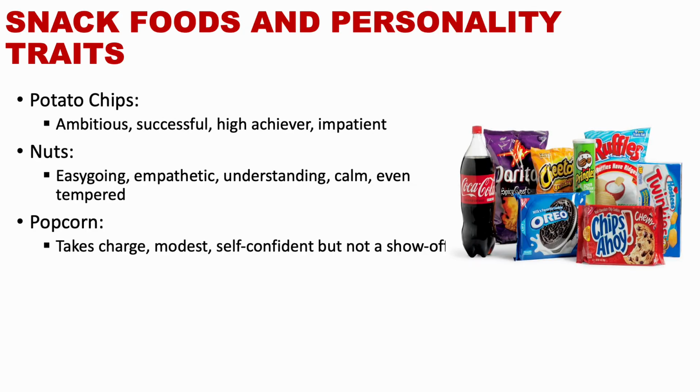So here's a fun example of that. Researchers have found that consumers who like potato chips most tend to be ambitious, successful, high achievers, and impatient. However, consumers who like nuts the most tend to be easygoing, empathetic, understanding, calm, and even tempered. And consumers who like popcorn the most are the type to take charge. They're modest, they're self confident, but they're not show offs. So, knowing this, when you think about your own snack patterns, where do you fall on this list?